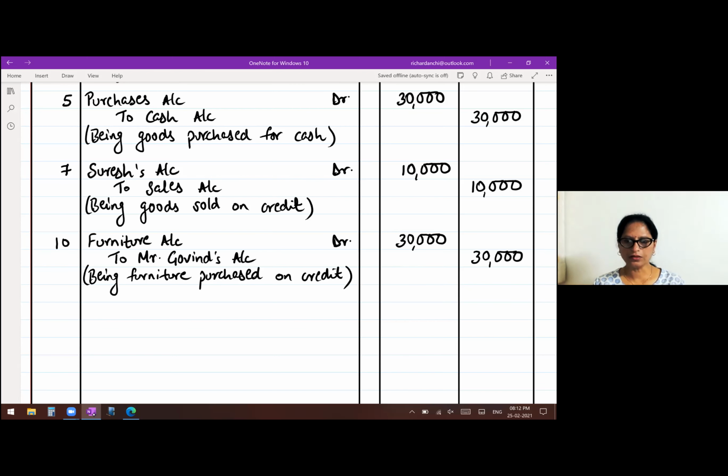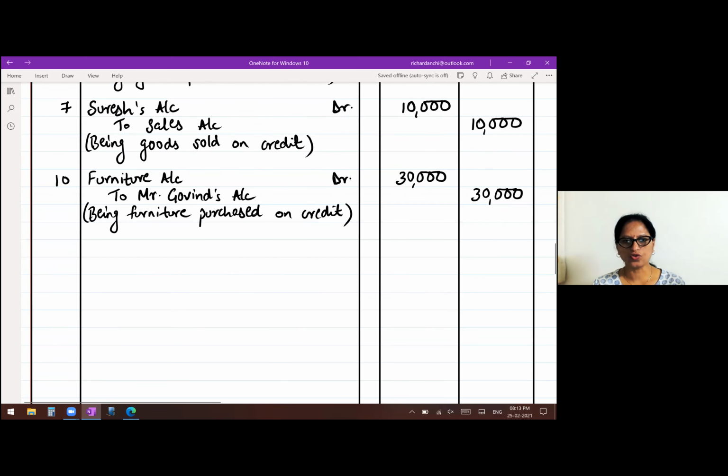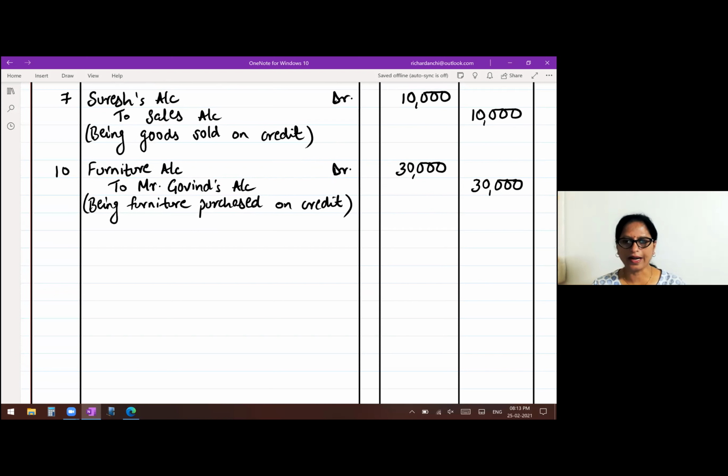Okay, now 15th. Paid for rent rupees 3,000 and paid by debit card. Okay, now we are paying rent. So one of the accounts is rent account. It is a nominal account. It is an expense. And the rule for nominal account says debit expenses and losses. But how are you paying this rent? They have said it is paid by debit card.